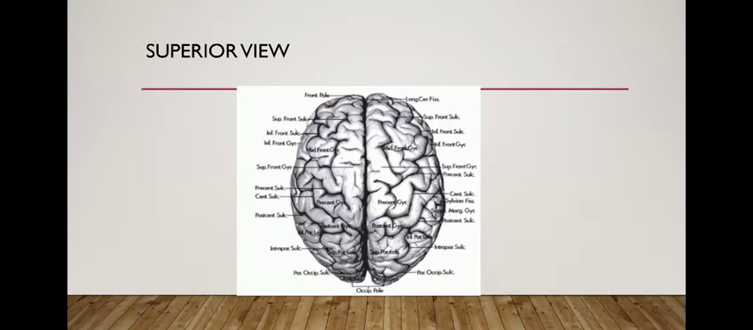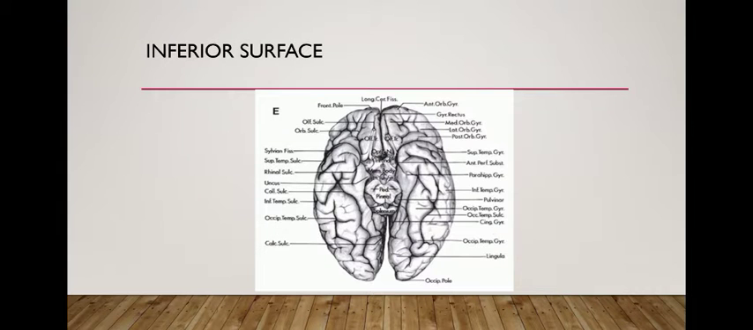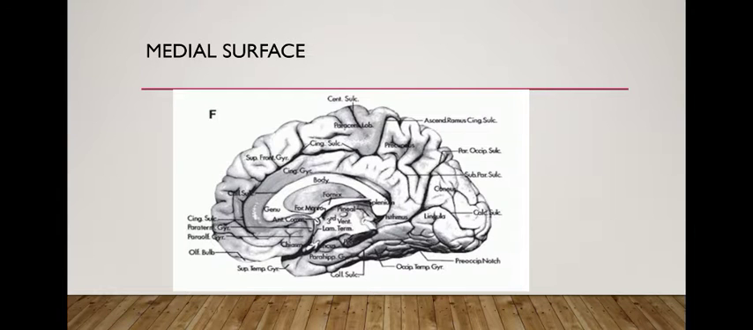And we have again three surfaces. One of them was the lateral surface, the other one is the basal surface or the inferior surface, which is being shown in this picture, and the third one is the medial surface of the cerebral hemisphere.